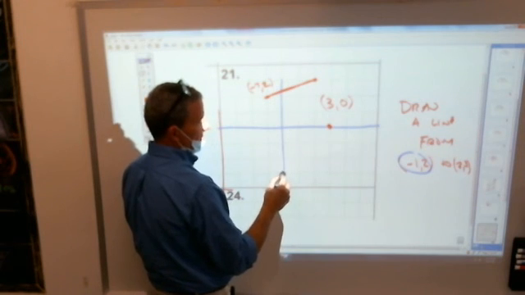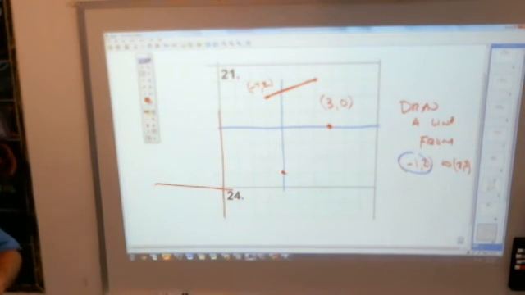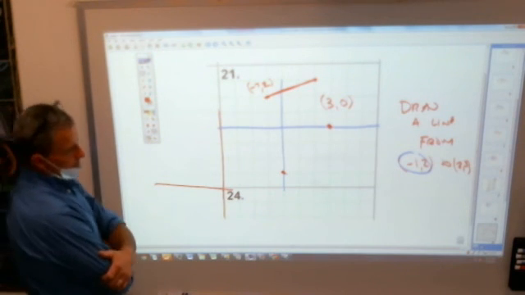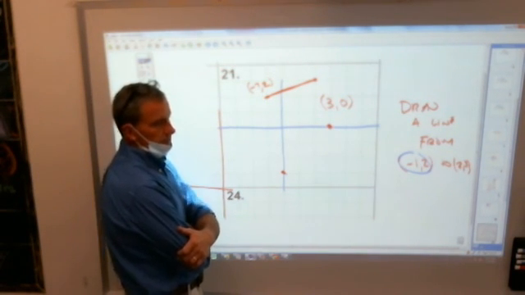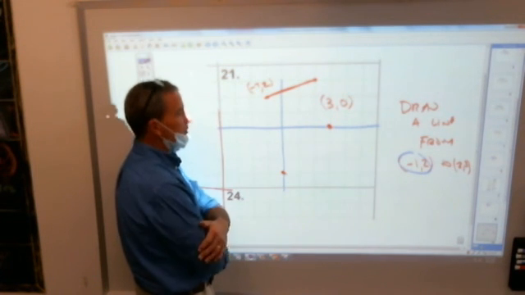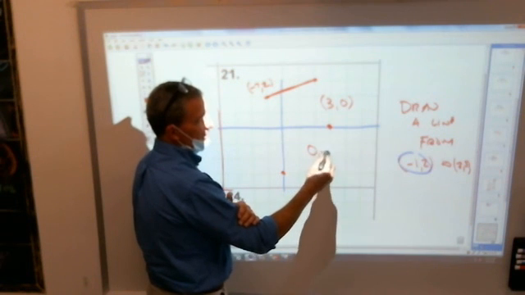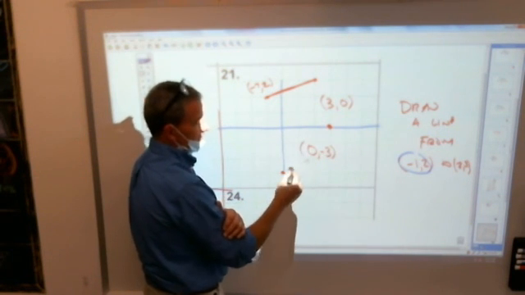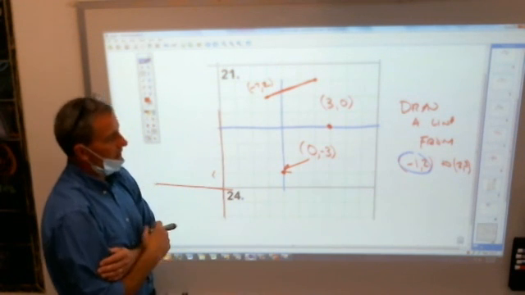Or this point right here. What would that point be, Grayson? It's down 3, so it's 0, negative 3. 0, 3 would be 0, up 3. Are we with me on that?